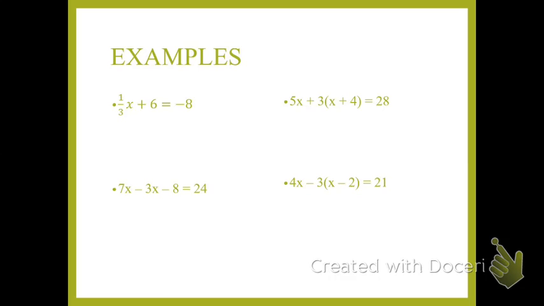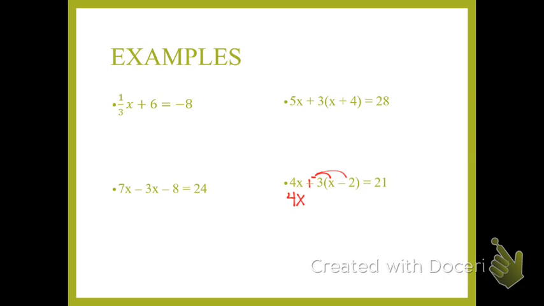Let's do one more example with parentheses. This one's a little trickier because of the negative sign here. Some students find it helpful to change this to plus negative, and then it's a little bit easier to see that you're going to be distributing the negative 3.